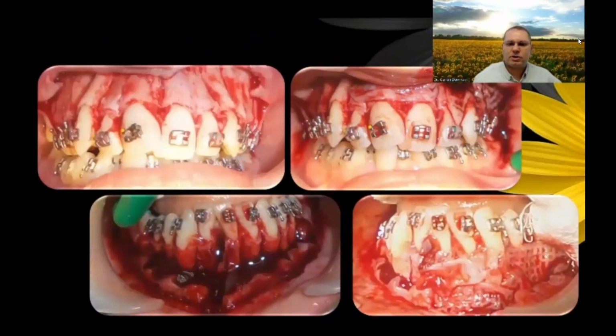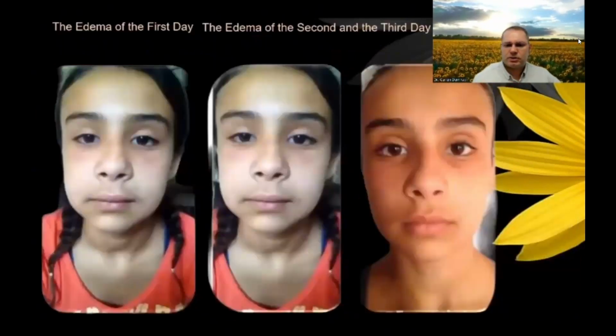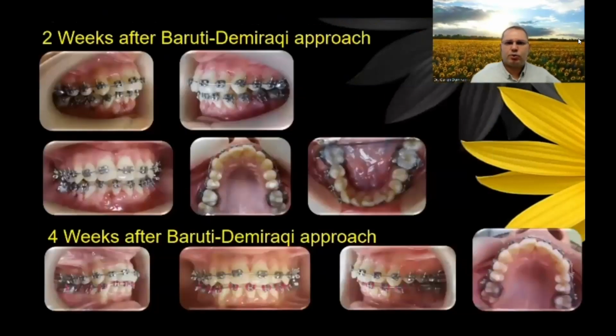BCGF membrane coverage in both jaws. Then serum was used, and then the BCGF membranes were placed. As you can see, plenty of blood. This is the edema of the first, second, and third day. As you can see, nothing important and nothing extraordinary to be seen. After 2 weeks with the Baruti Demiraqi approach, as you can see, the situation is much more improved.